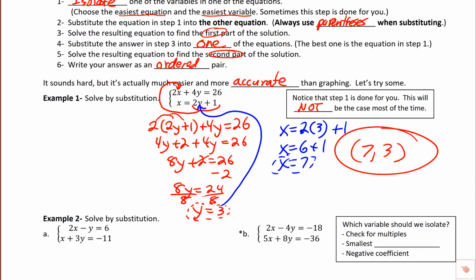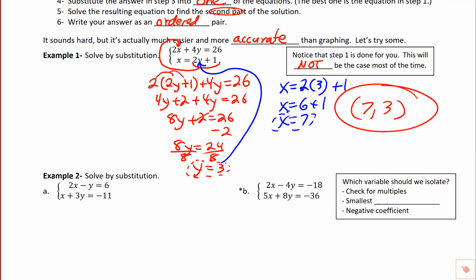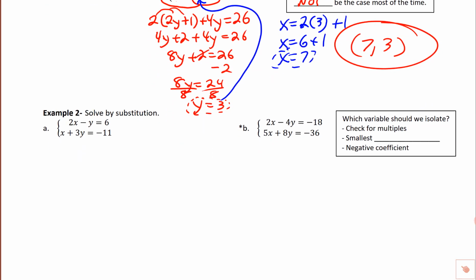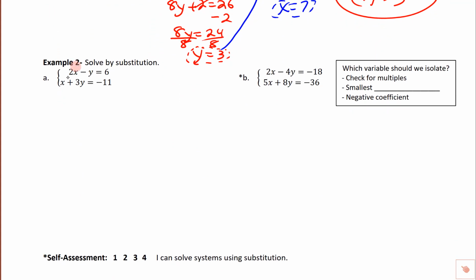Now, again, you don't really memorize these steps here. You just kind of get used to going through and doing these. So let's do a couple more, and then you'll be ready for the assignment. So let's take a look at example 2a.